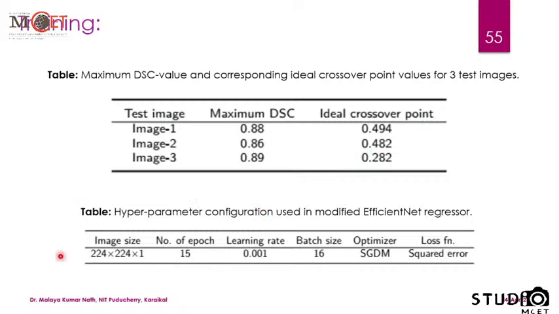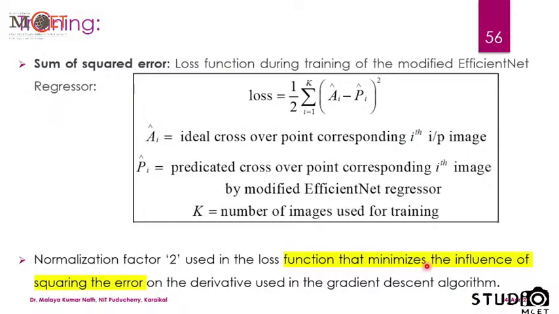In this case, we are setting the hyperparameters as mentioned in this table. Image size is taken to be 224 by 224 by 1. The number of epochs is 15. The learning rate is 0.001. Batch size is 16. The optimizer is the SGDM optimizer. And the loss function used is the squared error loss function. What is this squared loss, and why are we using this squared error function?